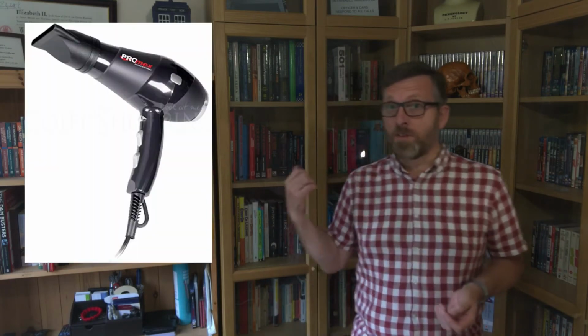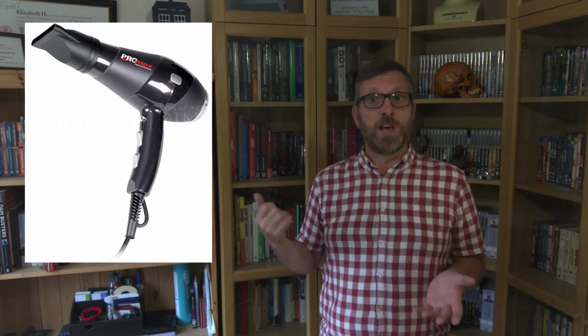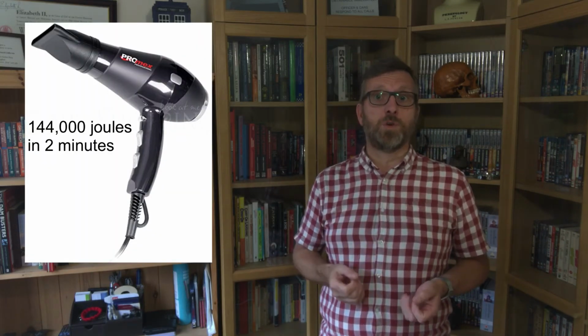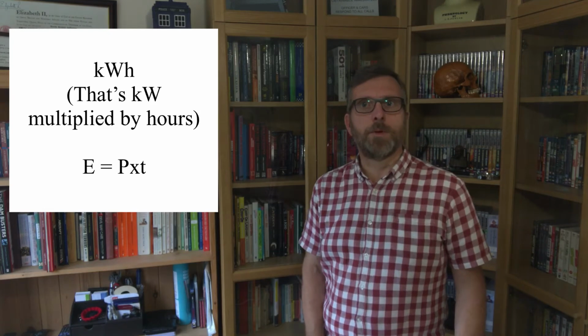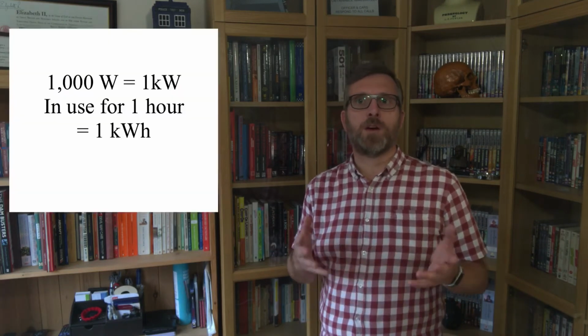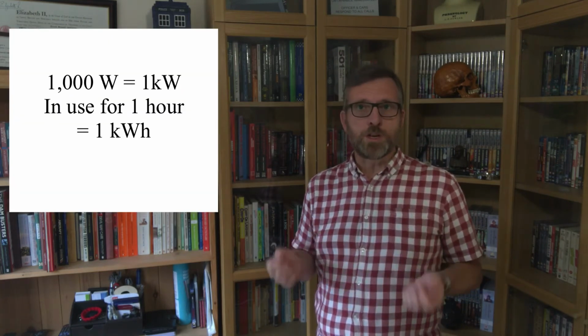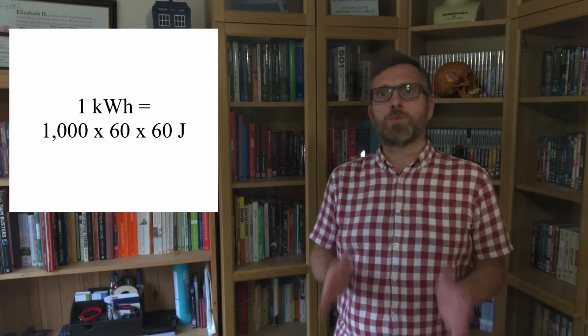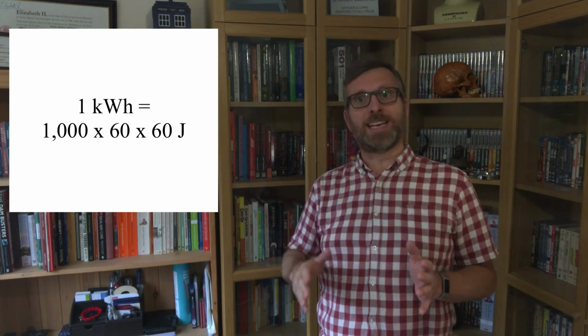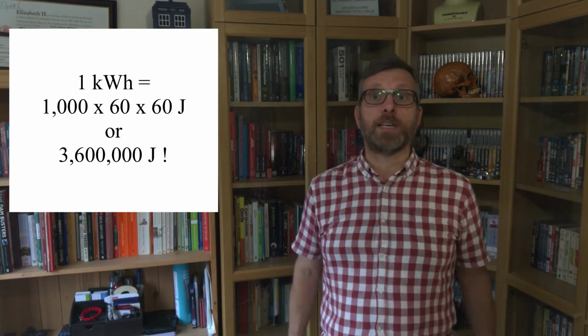Now a typical appliance uses a lot of energy. Now the hairdryer in the earlier example, for instance, uses 144,000 joules in just 2 minutes. So for domestic bills, it's just more convenient to use a larger unit. Enter the kilowatt hour. This is a larger unit of energy. An appliance with a power of 1000 watts, 1 kilowatt, switched on for just 1 hour, uses 1 kilowatt hour of energy. That's 1000 times 60 times 60 joules, or 3,600,000 joules.